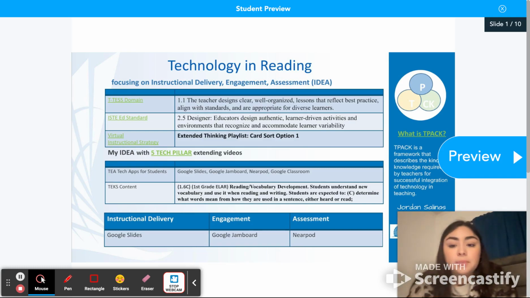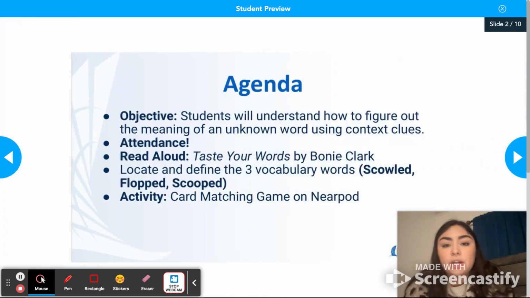and uploaded into Nearpod. My engagement, I was going to do a Google Jamboard, which was going to be basically the card sorting game. However, I went ahead and just did the matching game within Nearpod. So both the engagement and assessment are basically Nearpod. So yeah, I started out with an agenda.